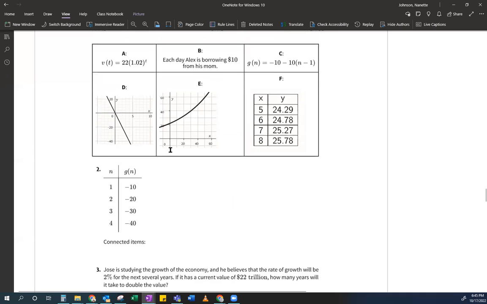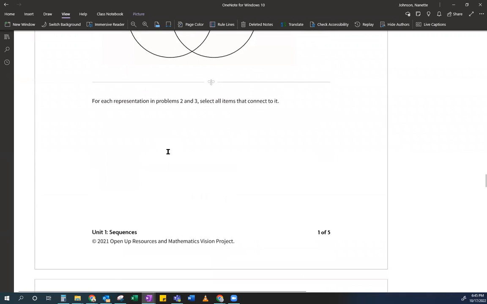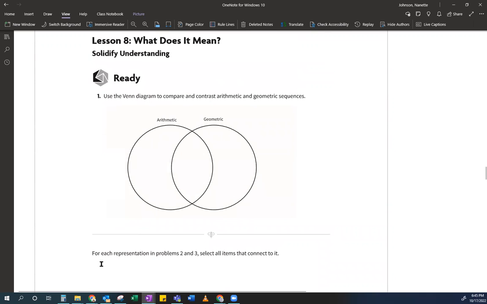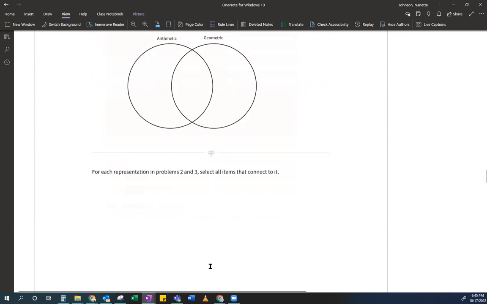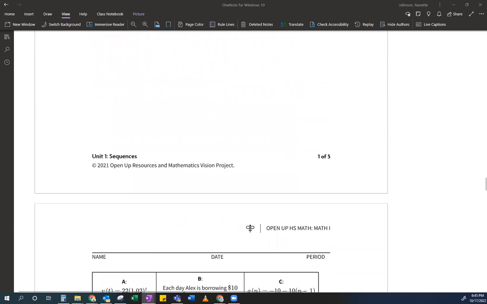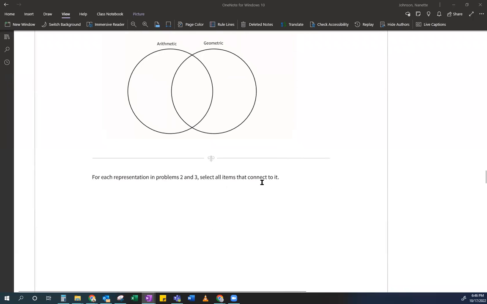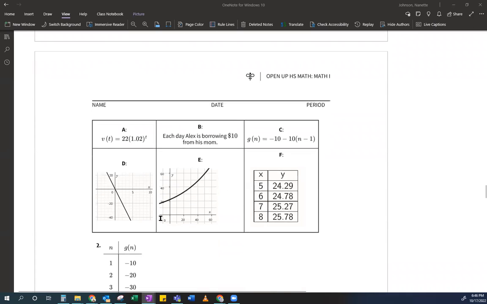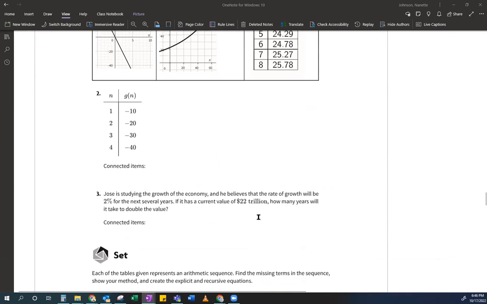Okay. And the original question that they asked all the way up here, it says, for each representation in problems 2 and 3, select all items that connect to it. Select all the items that connect to it. So what they're talking about, which items connect to it, they're asking you these ones here, which ones connect to it here, to this context.